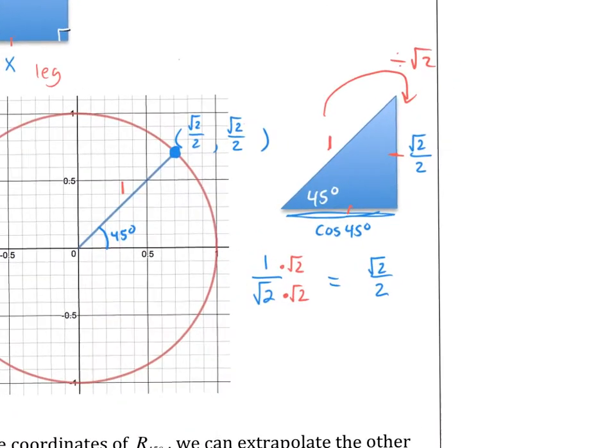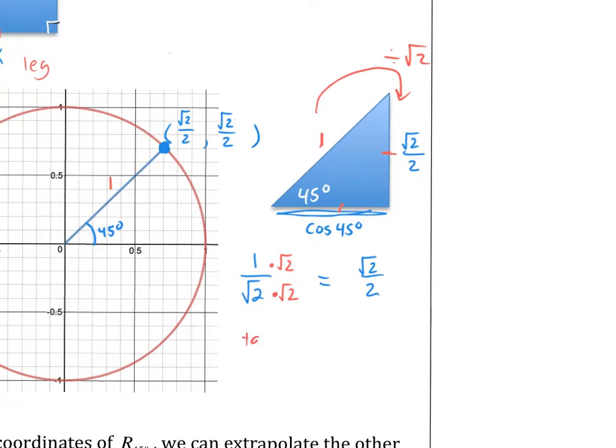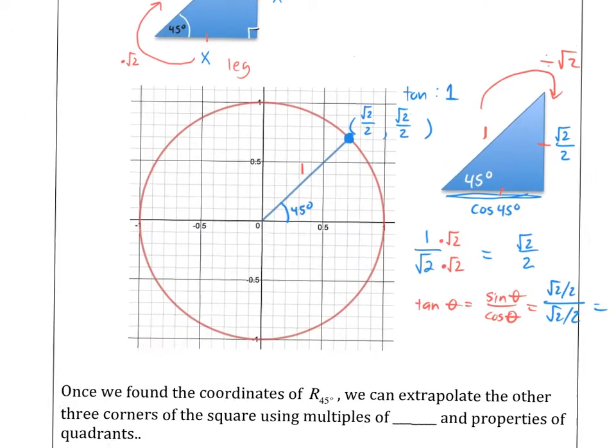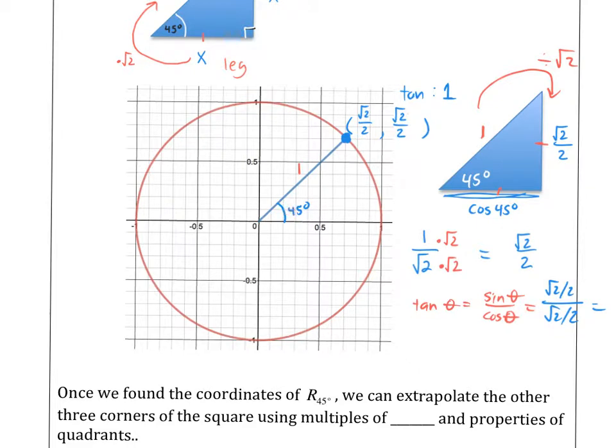Now, let's recollect as well, what about tangent? Remember the definition of tangent is the sine over the cosine of theta. So I'm going to take radical 2 over 2 divided by radical 2 over 2, which is 1. So my tangent is 1. Now we found the cosine of theta, the sine of theta, and the tangent of theta just by using that 45, 45, 90 triangle. Of course, we can just memorize that.